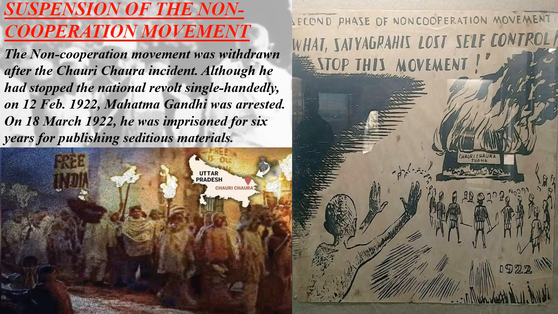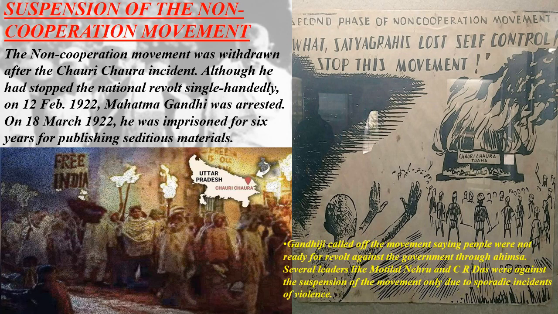He asked the Congressmen to focus on constructive activities such as working for the removal of untouchability, Hindu-Muslim unity, etc. Gandhiji's decision to suspend the movement was criticized by several leaders such as Motilal Nehru, Lala Lajpat Rai, and S.C. Bose. We'll be back with part 2 soon.